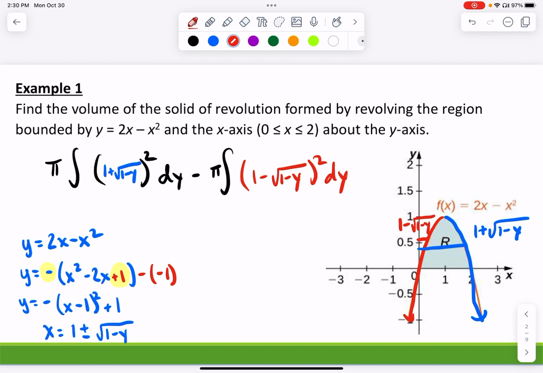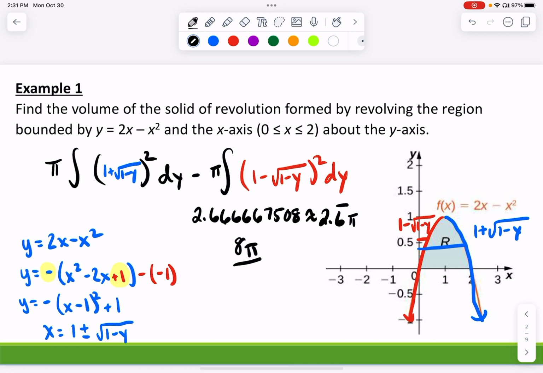I was just making sure I had that right because my notes say something different. And so then we have to do all of that work. And I'm not going to lie, I cheated and used my calculator today during class. And we got 2.6666758, which I'm going to say is approximately 2.6 repeating times pi, and that is 8 pi over 3.